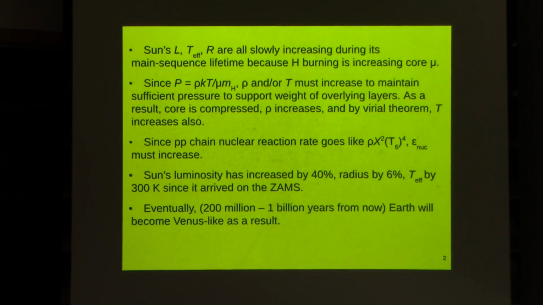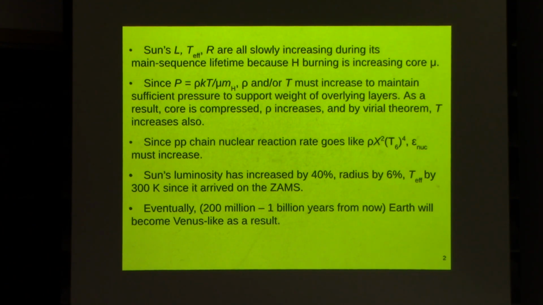Since the PP chain nuclear reaction rate goes like, as we saw in what is now 2 chapters ago, chapter 10, rho x squared, where x is the hydrogen mass fraction, T6 to the 4th power, then the nuclear energy generation rate is increasing because x is going down as you convert hydrogen into helium, but T to the 4th is a bigger factor here. The increase in temperature is a bigger factor, and so the nuclear reaction rate is increasing because of the temperature increase in the sun's core.